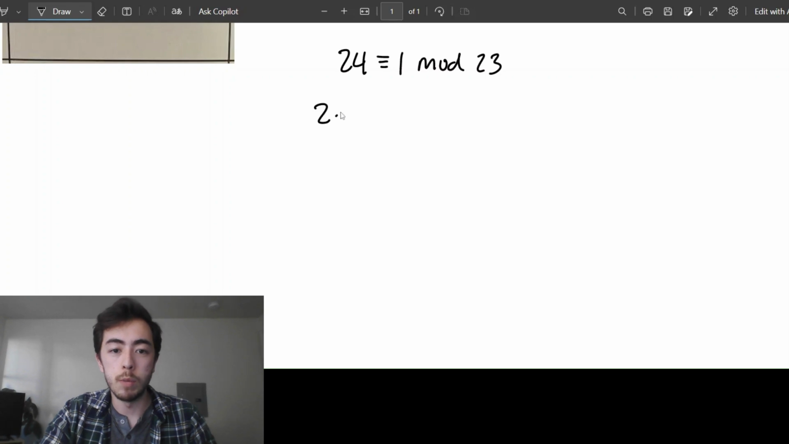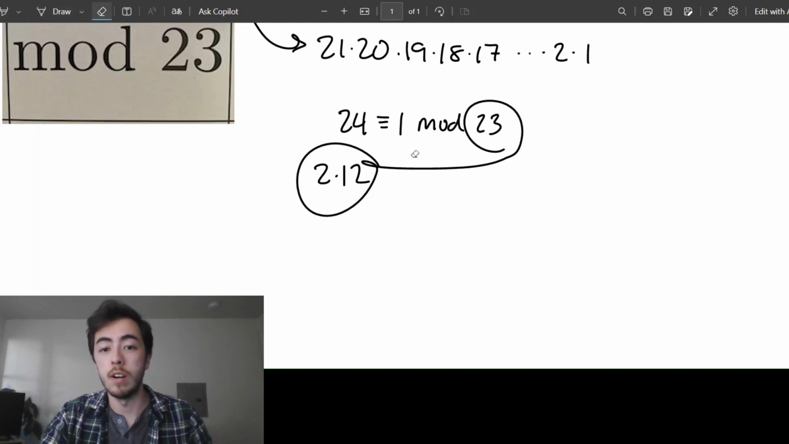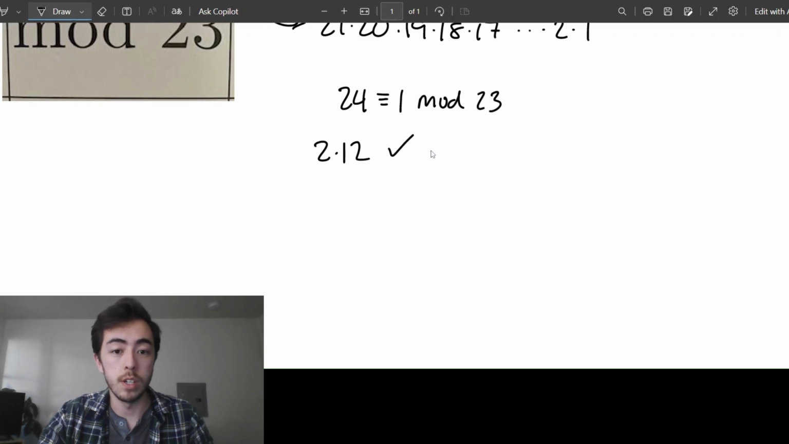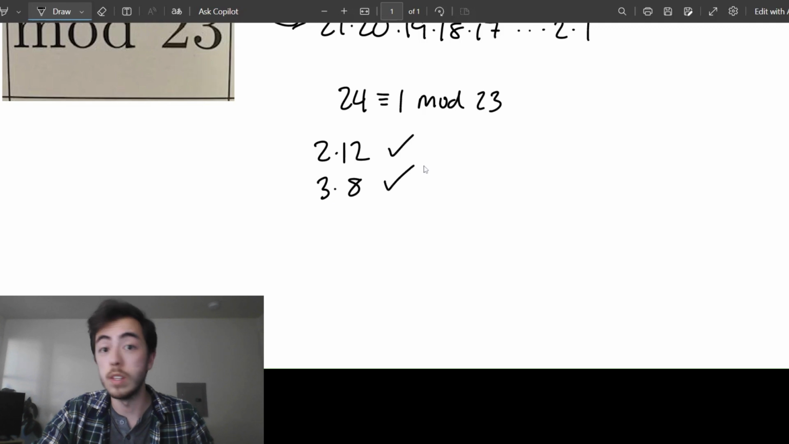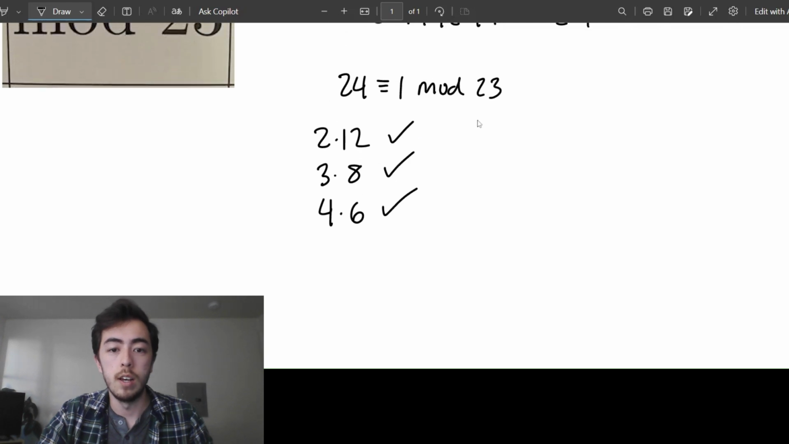I could do 2 times 12 to get 24, and both of these are numbers that are less than 23, so these cancel out with each other. 3 times 8 is 24. These will cancel out with each other. 4 times 6 will also cancel out. And I think that's about it.